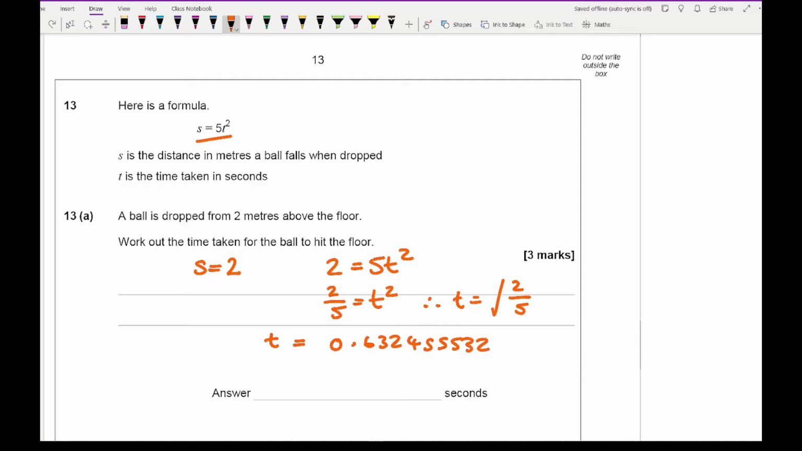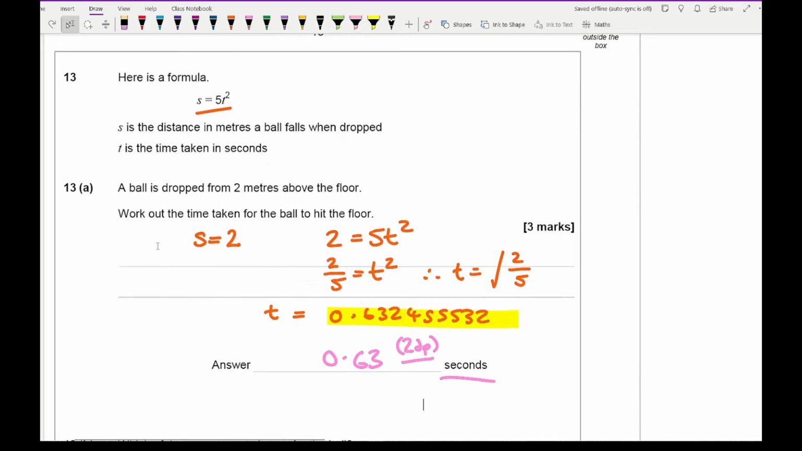So you just want to round this number or write it in all its entirety. So I'm going to round it and say it's 0.63, and that's to 2 decimal places. Now remember, when you are rounding, make sure you always state what you're rounding it to, and just double check the units, which is already given to me in this question.